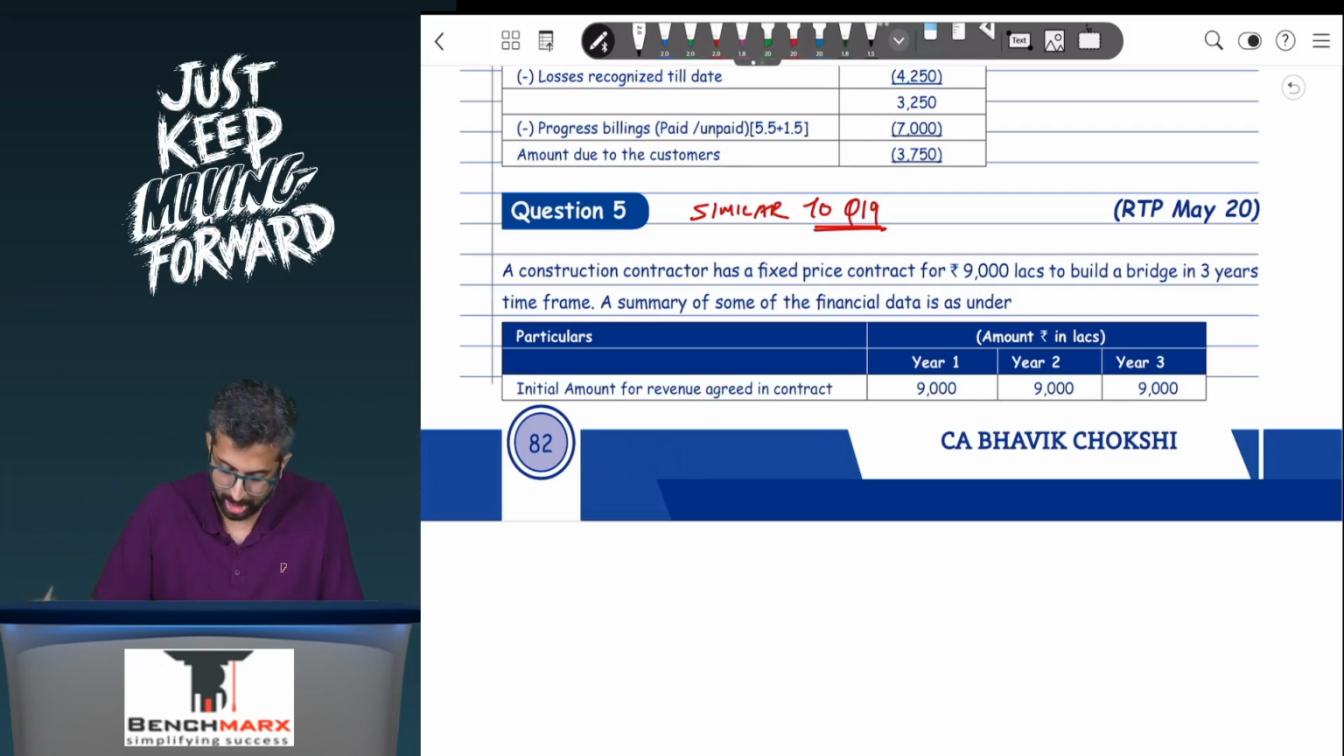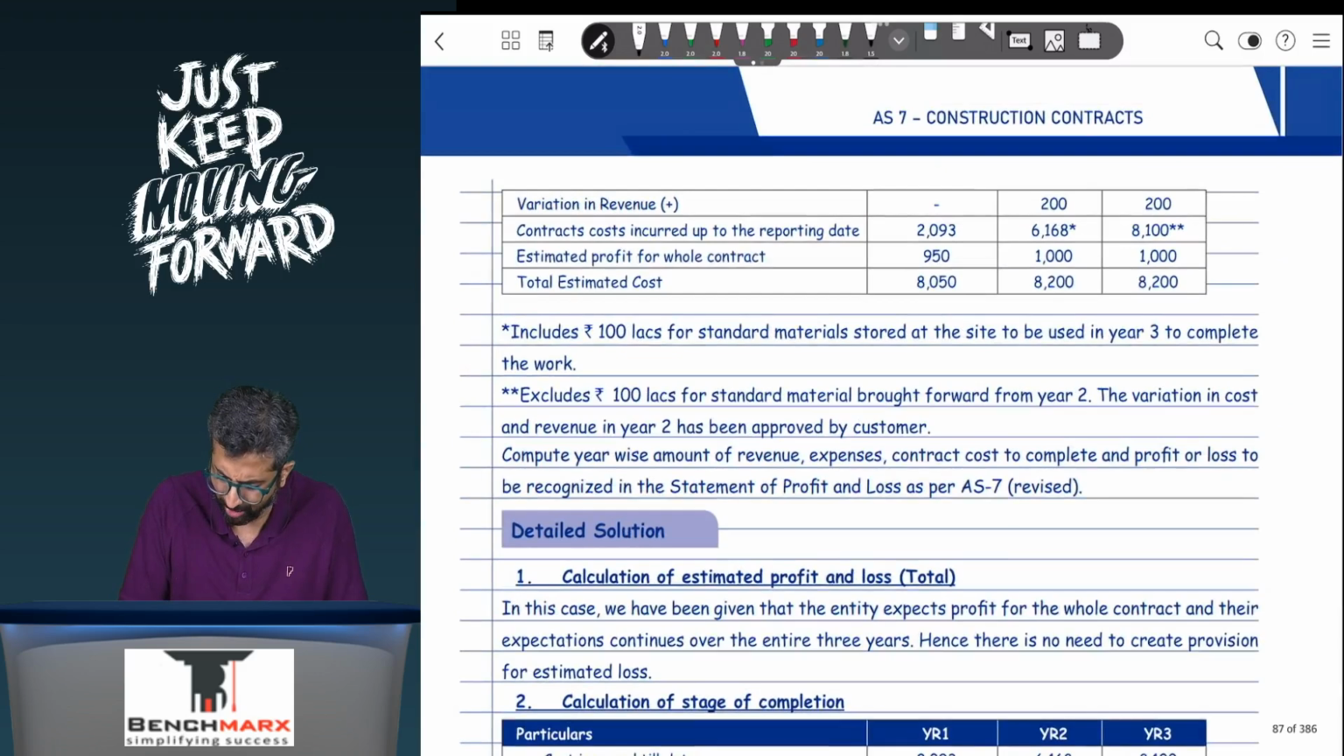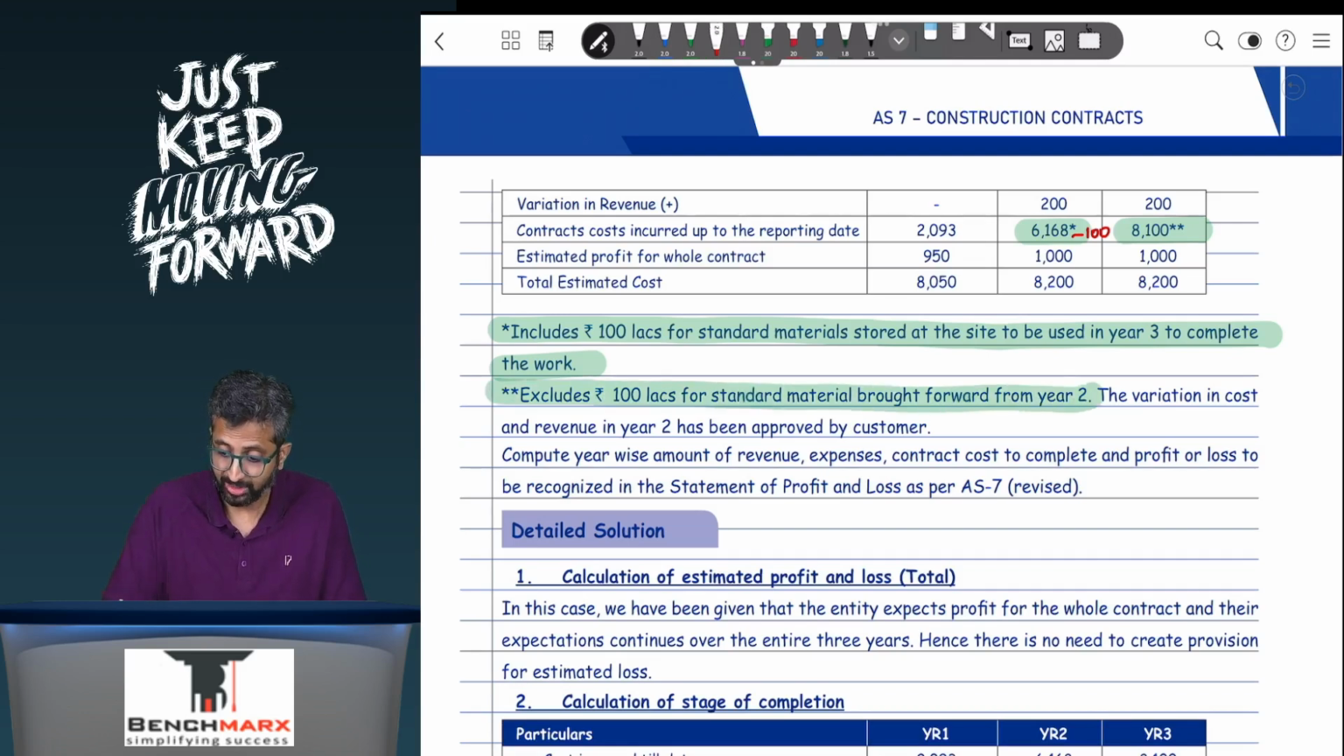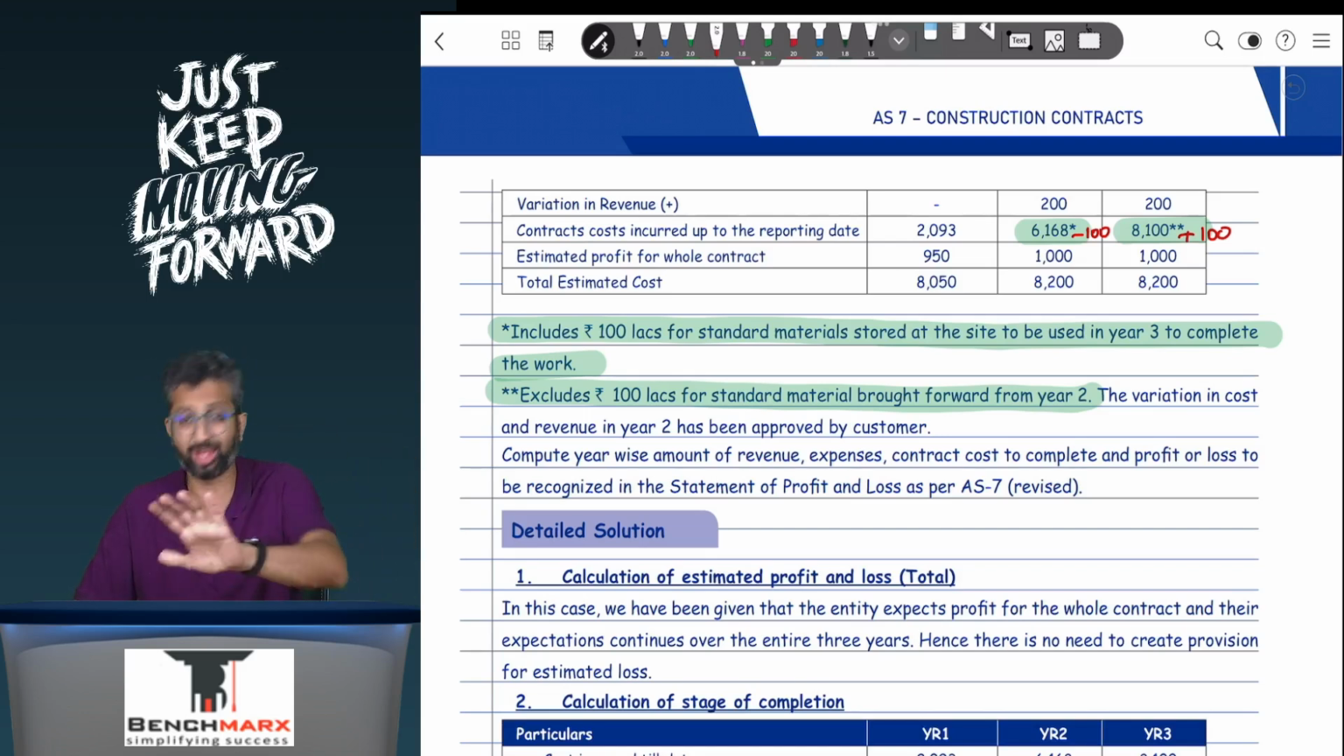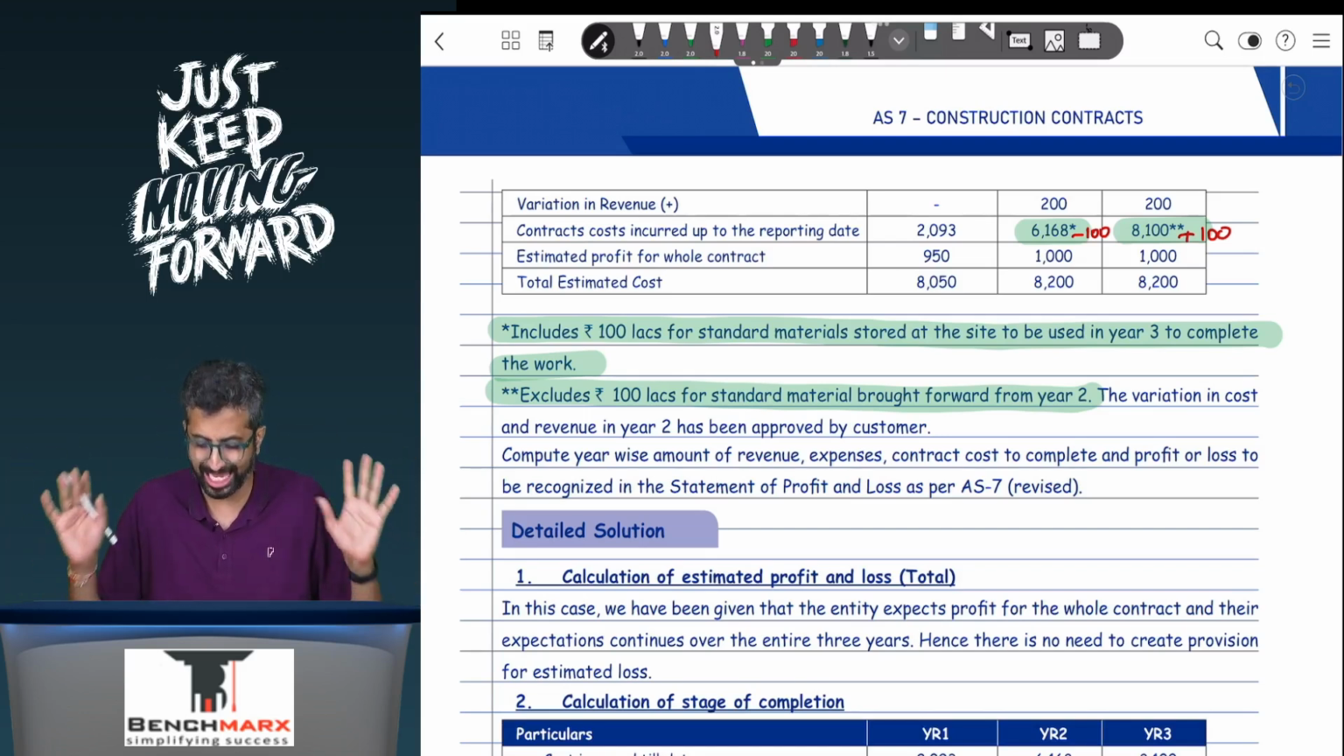However, when you see over here, the construction contract has a price of 9,000 lakhs for 3 years, the initial amount. Then you have some variation which you should have separately added, it is added, and contract cost incurred. You will just highlight this part, which is 6168 and 8100. 6168 includes 100 for material stored to be used in year 3 to complete the work, and hence you will have to remove this 100 from here. Then it says in the next part, excludes 100 of material brought from year 2, which means this 8100 is not including material that was from year 2 and utilized in year 3, so I'll have to separately add it, and that's it. Otherwise it is exactly the same.